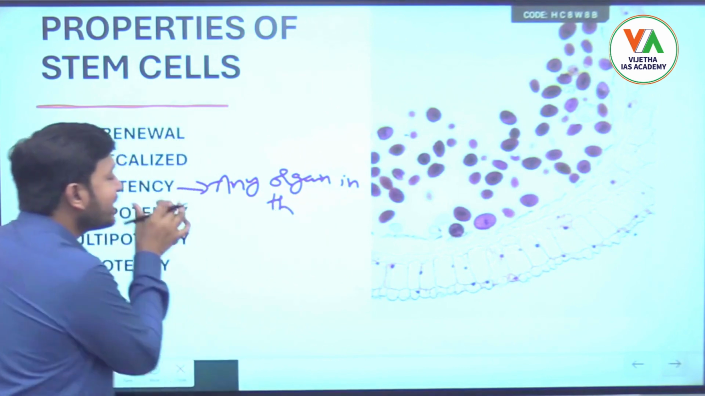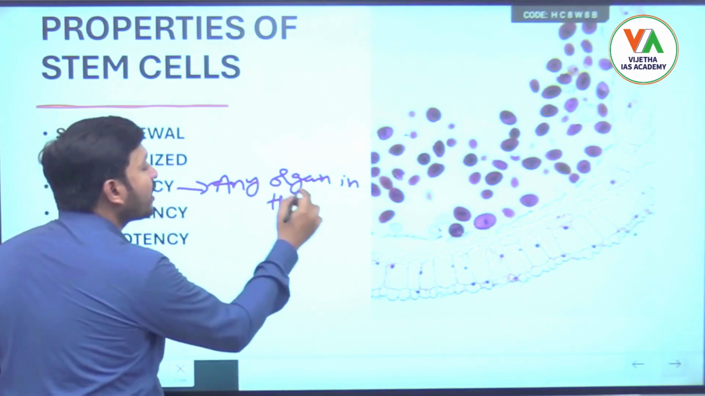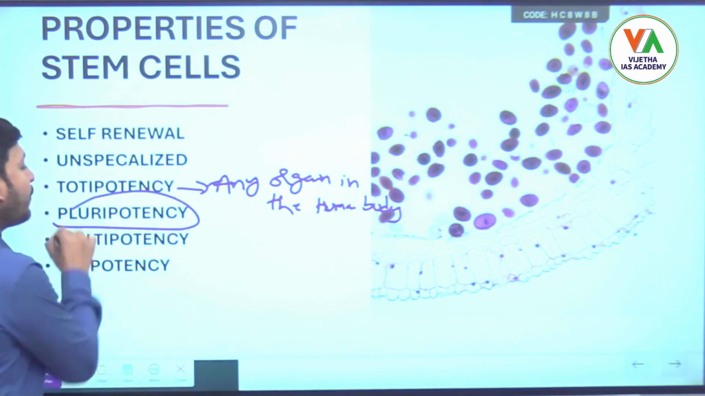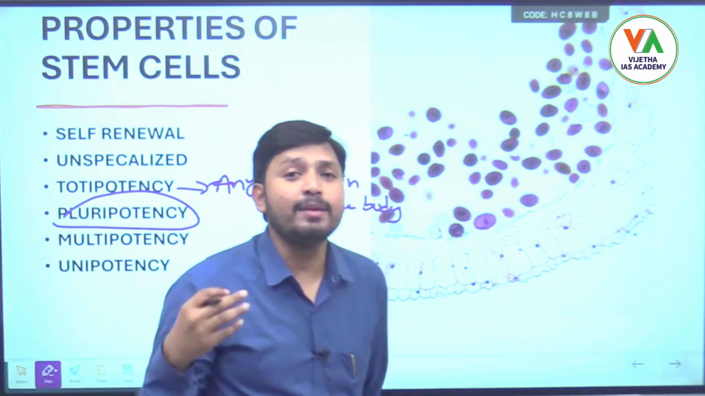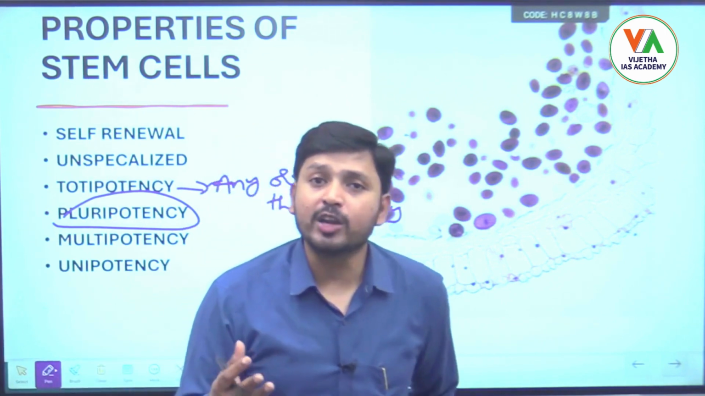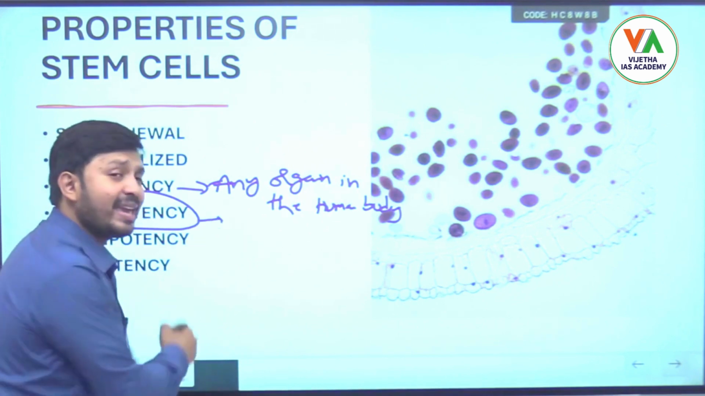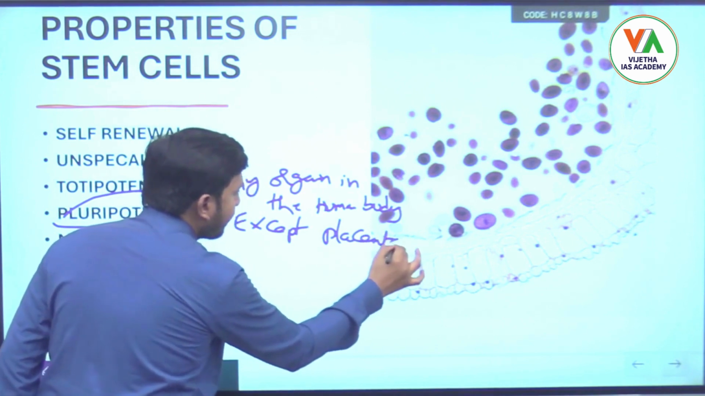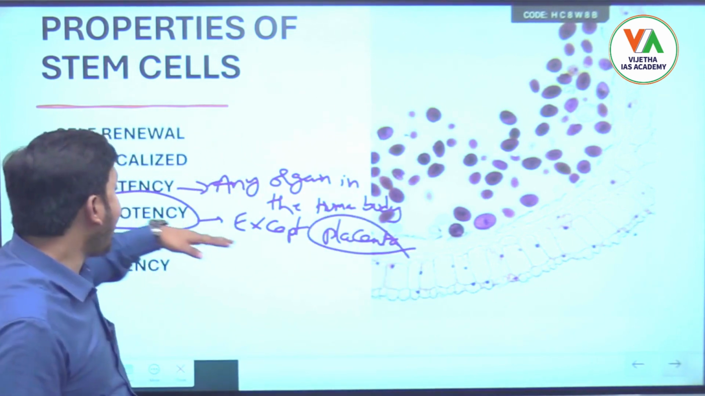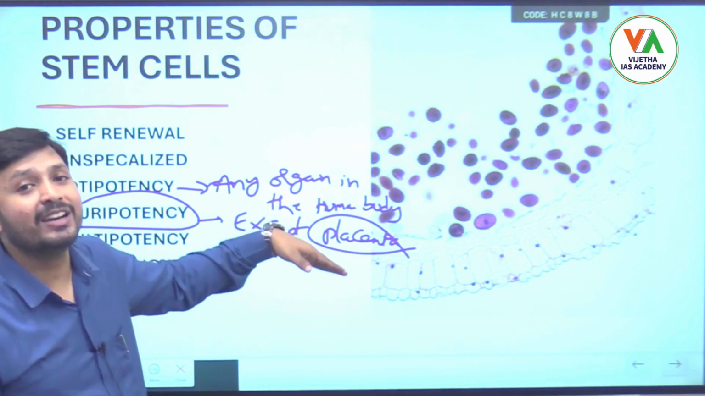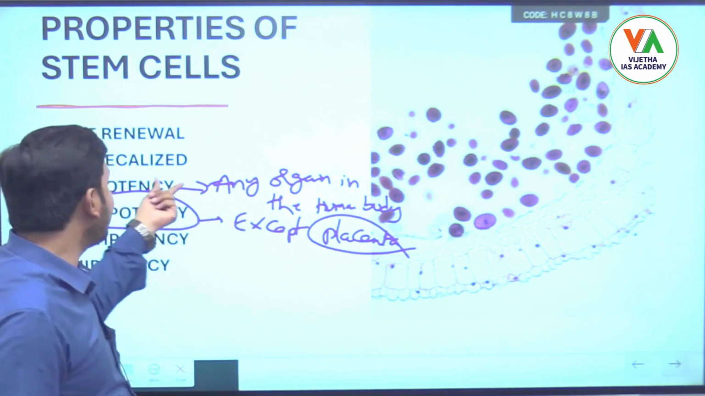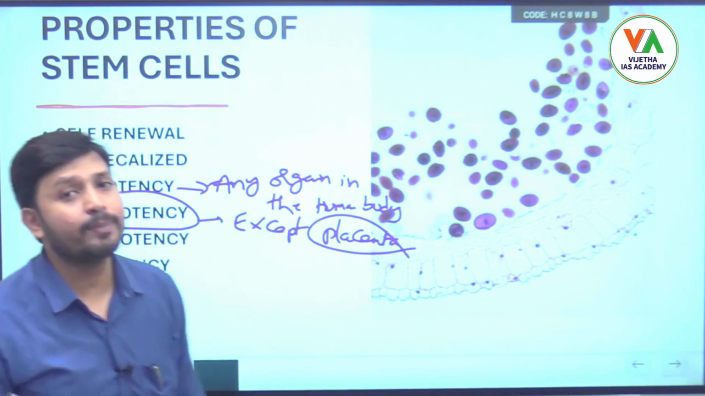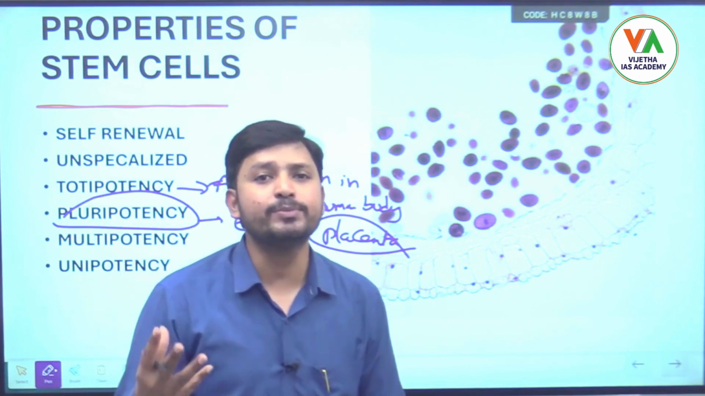I can make, using this totipotent stem cell, any organ in the human body, right? And with pluripotent stem cells, I can make different types of organs, but not every organ. For example, I can make any organs except placenta. Even though we can make placenta using totipotent stem cells, using pluripotent stem cells we cannot make all the types of cells, but we can make many types of cells except placenta.